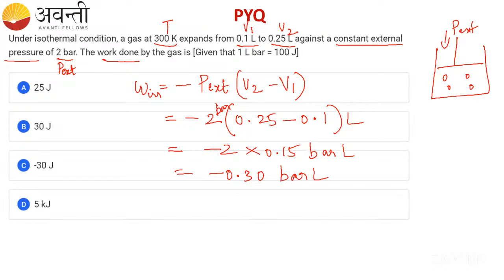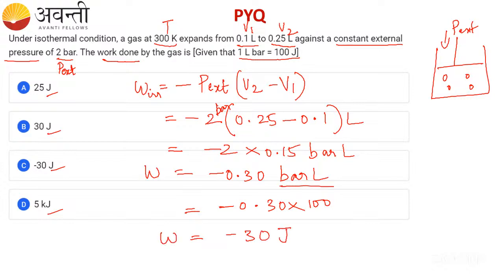Now we are getting the answer for work done in terms of bar liter. But we are asked to find out in terms of joules because in all the options we have joules, right? So how to convert? So 1 liter bar is equal to 100 joule. So what we need to do? We have to multiply this number with 100. Okay. So that will give us the value in terms of joules. So it is minus 30 joule. Okay. It is minus 30 joule. So option C is the correct answer for this question.